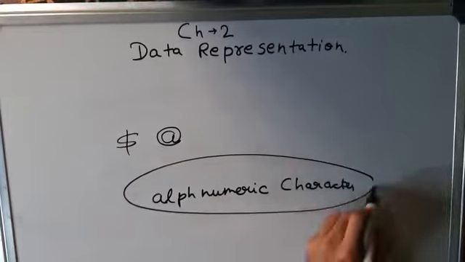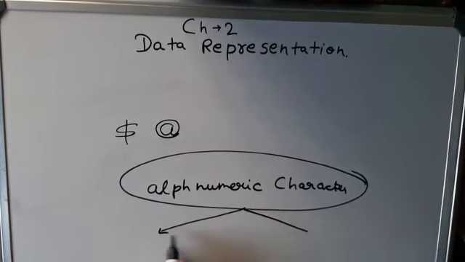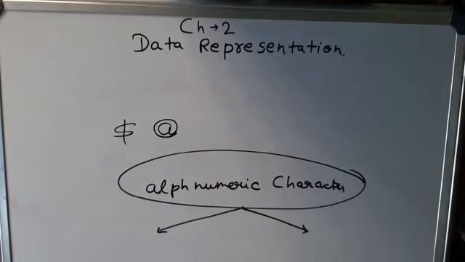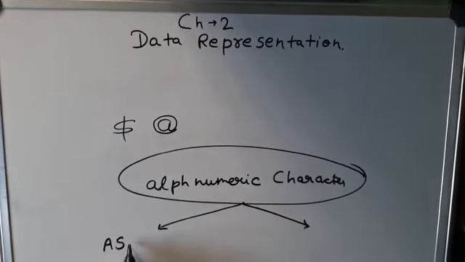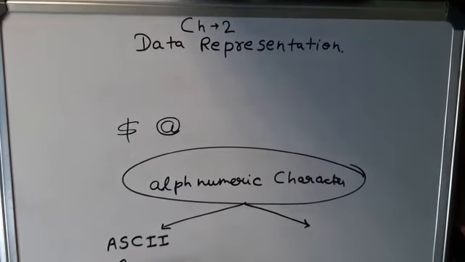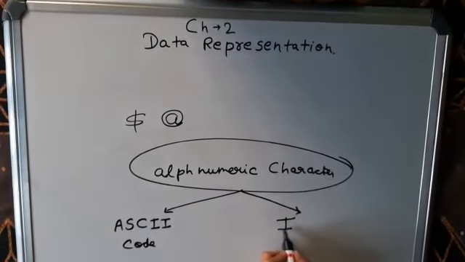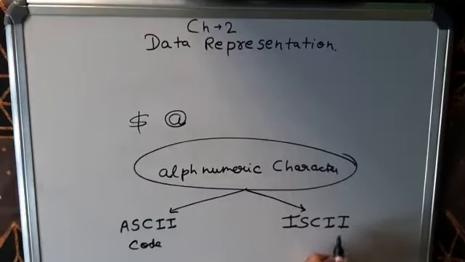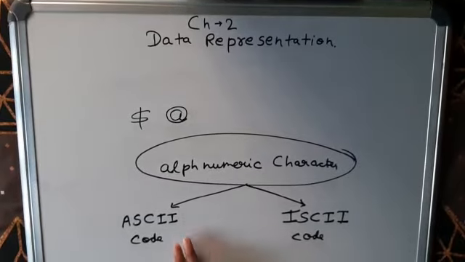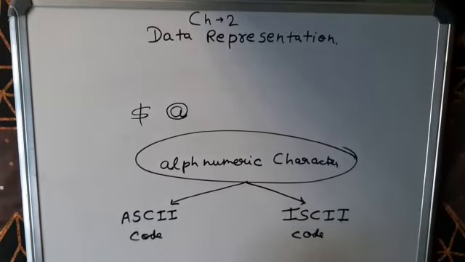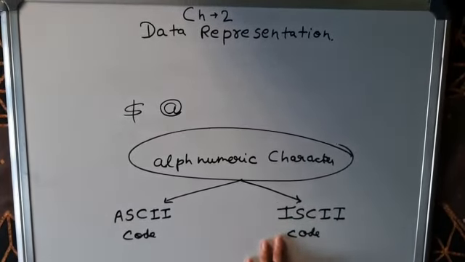So there are two methods to represent alphanumeric characters in our system, or to understand what we are giving as input to our computer. These systems are ASCII code, and the second one is ISCII code. The simple difference between these two codes is that one represents all kinds of symbols, numbers and keys present on your keyboard, and the other is used for your other languages.